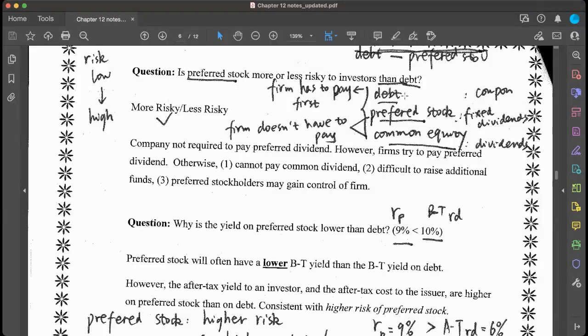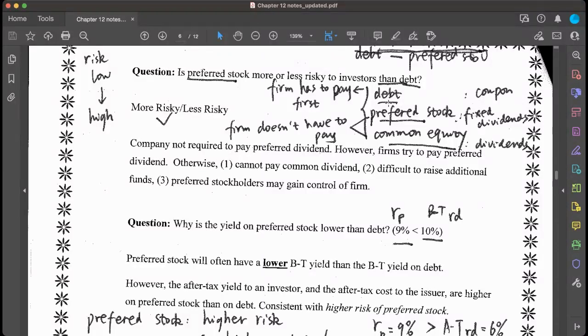Otherwise the firm can go bankrupt. But for preferred stock and common equity, the firm does not have to go bankrupt if it cannot pay the fixed dividends for preferred stock, or if it cannot pay dividends for common equity. And for debt, the firm has to pay coupon payments, otherwise it could go bankrupt.